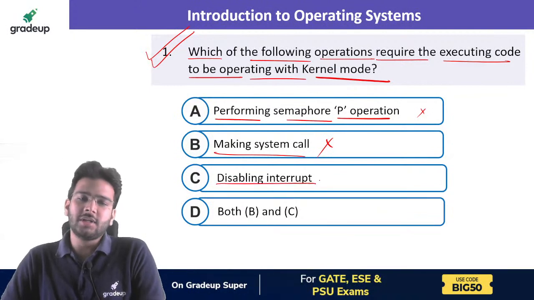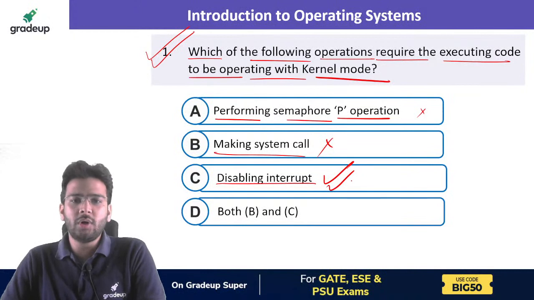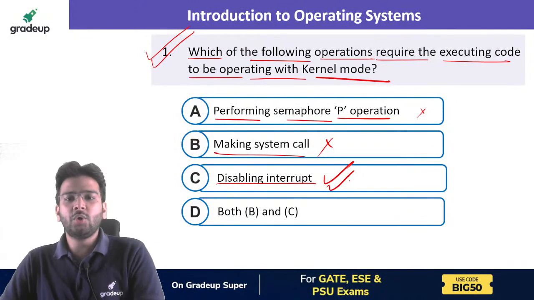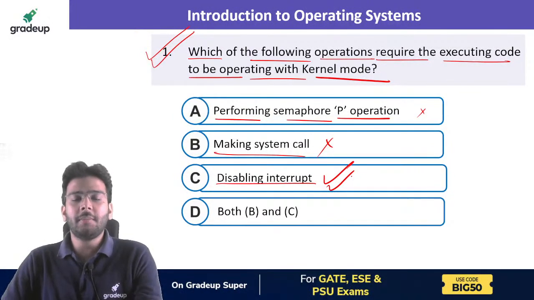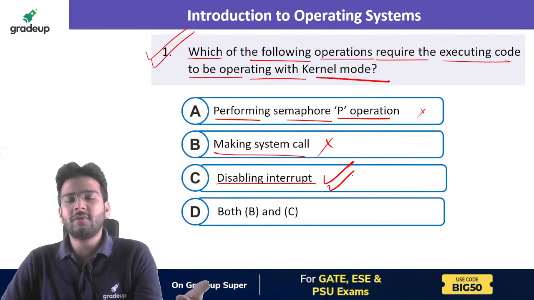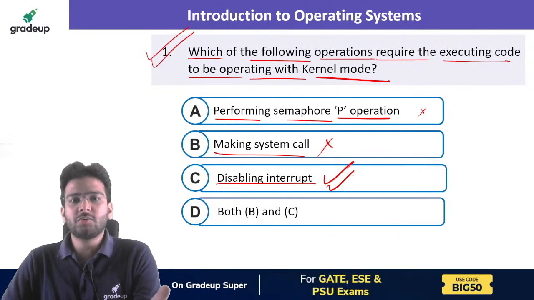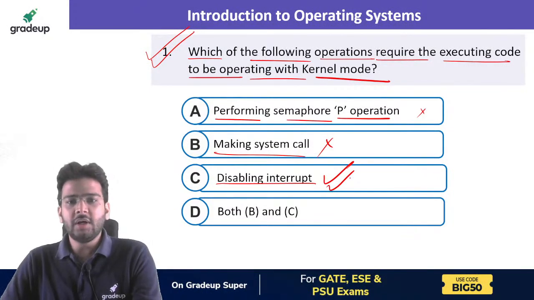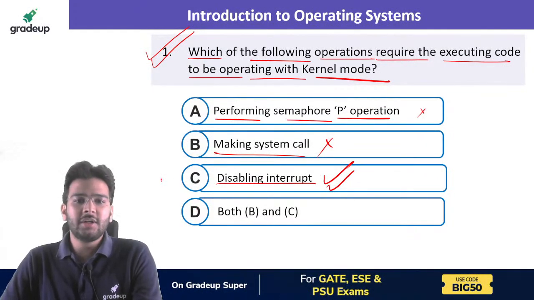Disabling interrupt, we need to execute in the kernel mode only. If you are going to execute disabling interrupt in the user mode, then most of the programs can take advantage of this and disable the interrupts, and the operating system itself is not going to block those processes, right? So that is why this is a privileged instruction that needs to be executed in the kernel mode only. Clear? So option C is the correct answer here.